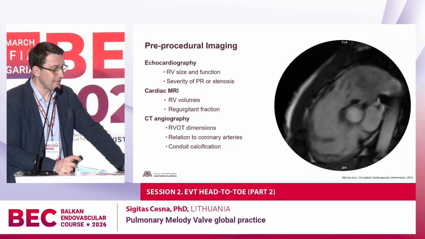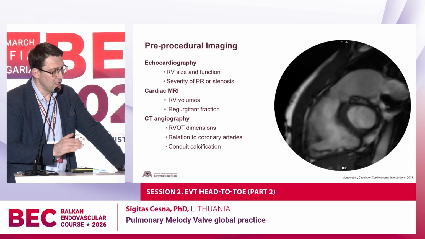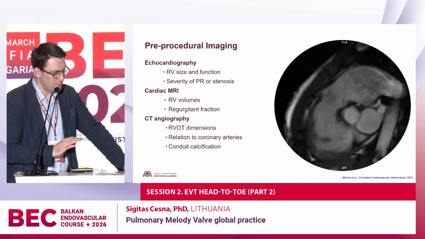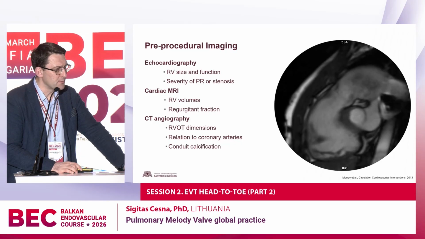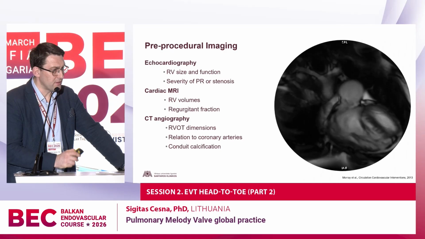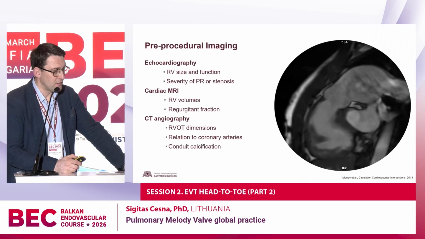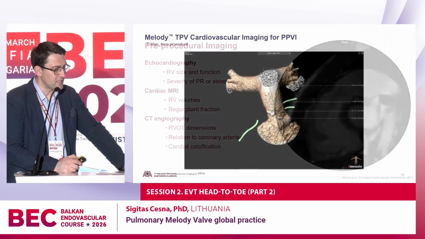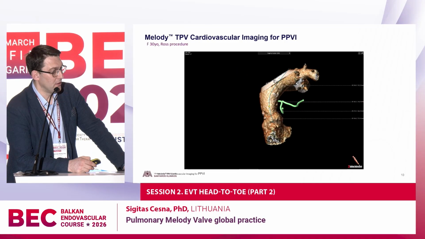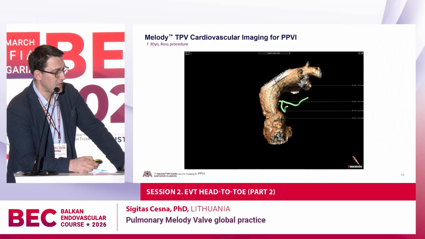I really like CT scan because I know how to do measurements, and from this I can prepare for the procedure pretty much with the prediction of most of the possible complications. But mainly we look for dimensions, for the sizing. We look for distance to the coronary arteries and also the calcification. So this is a routine scan when we do the measurements at every single level, and this is how the pulmonary artery looks like.